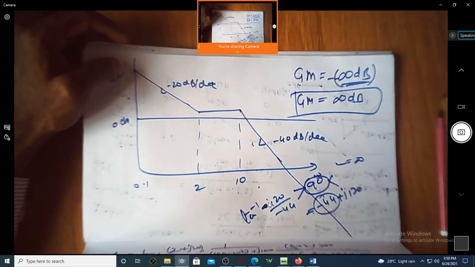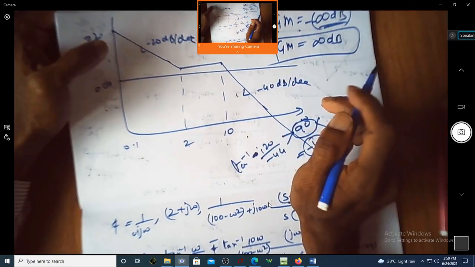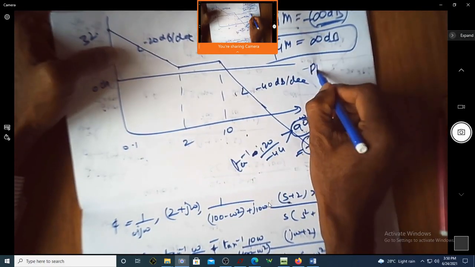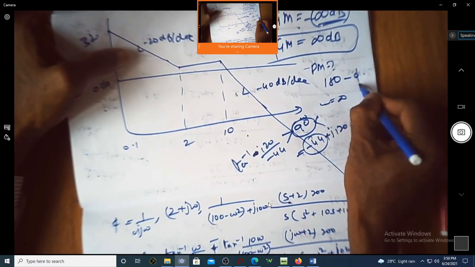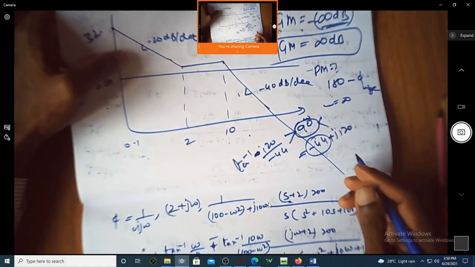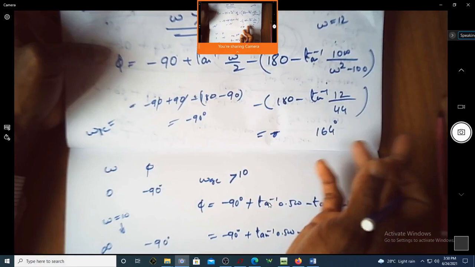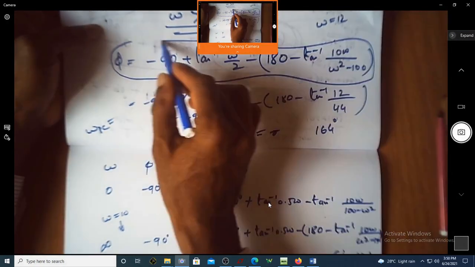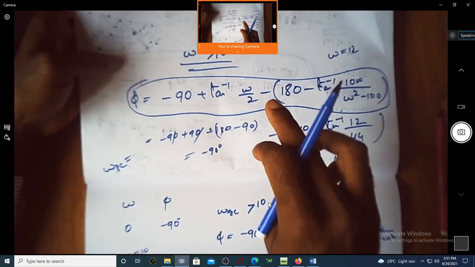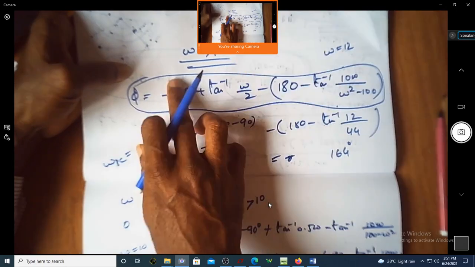The point is, what is the phase margin? Phase margin can never be infinite. It is 180 minus the phase at omega gc. Since it is 15 point something, which is more than 10, you have to use this equation to find the phase. 180 minus this phase will give you the phase margin.